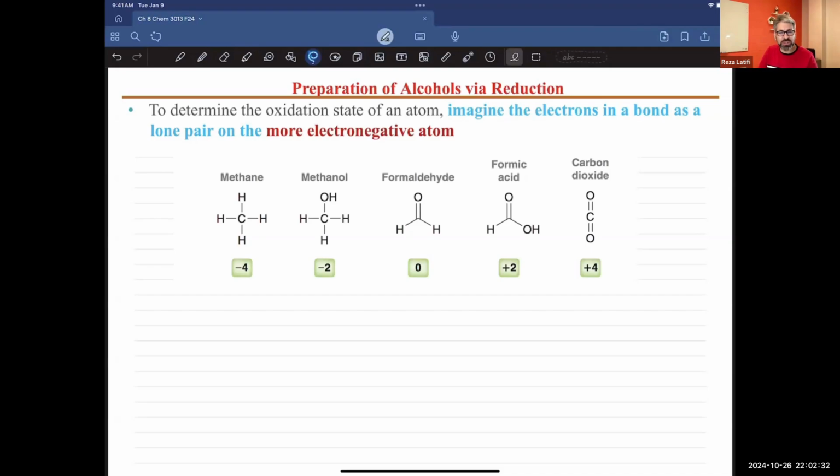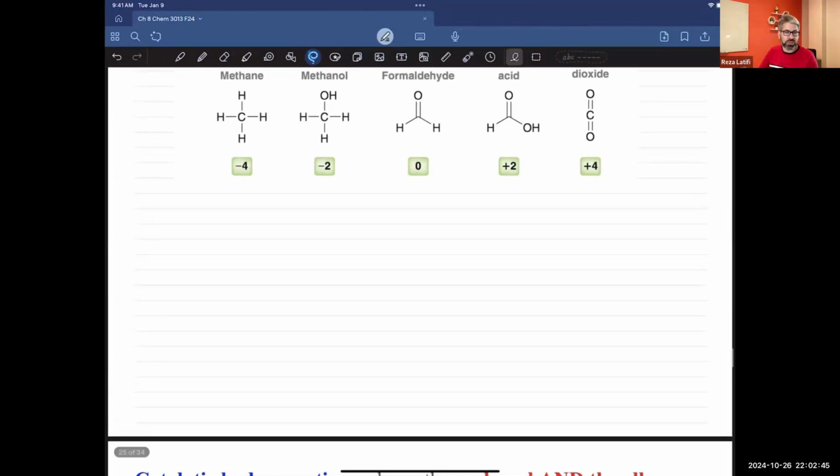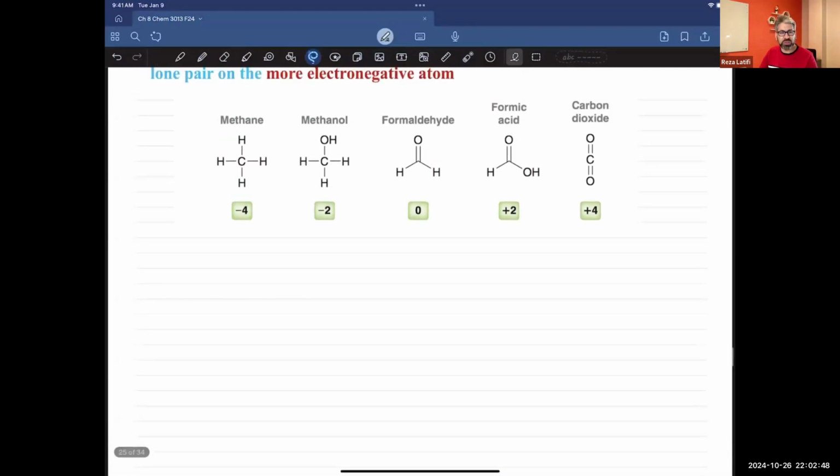I'm going to go through the oxidation number of carbon. The reason for it is that we can use oxidation and reduction to make some alcohol or to turn it into other compounds. And how do we calculate the oxidation number of carbon? As you see here, the oxidation number goes from -4 to +4. So let's write these two terms.